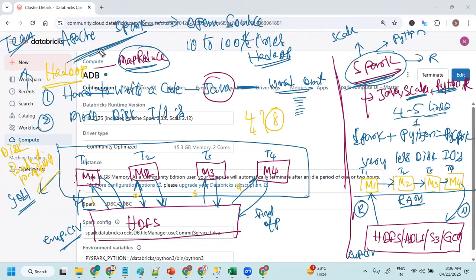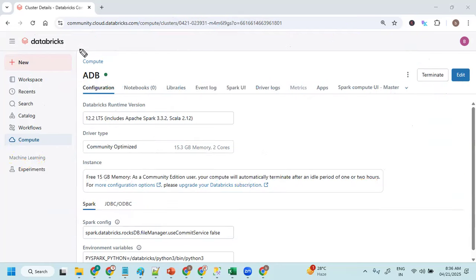Now Spark is open source. Apache Spark is open source. Now let me talk about a few things about Apache Spark.